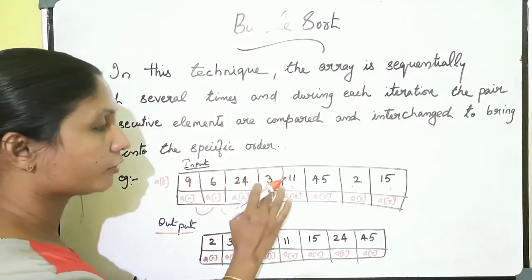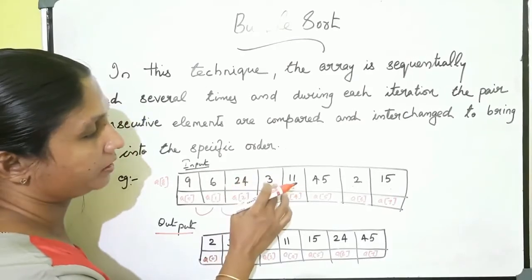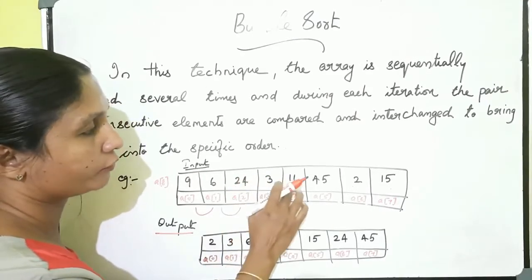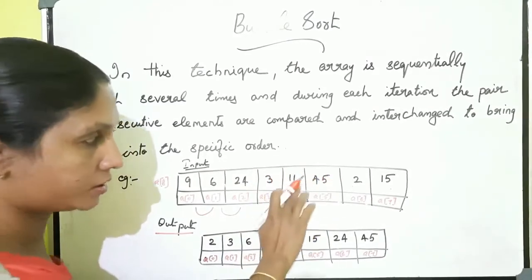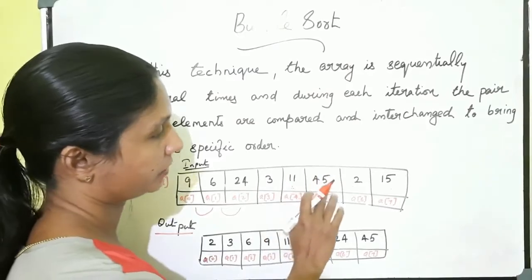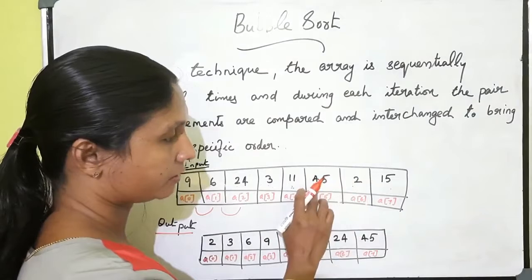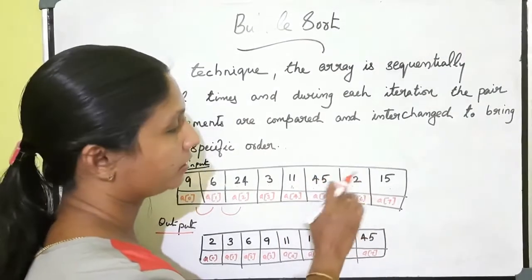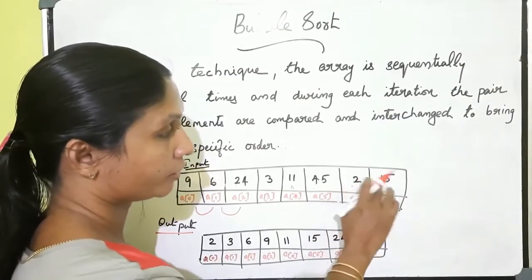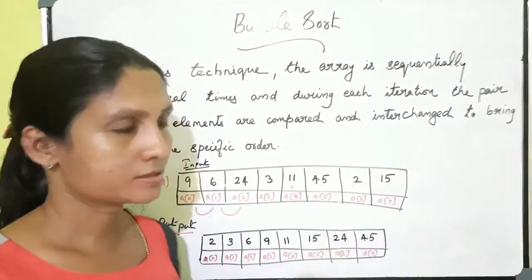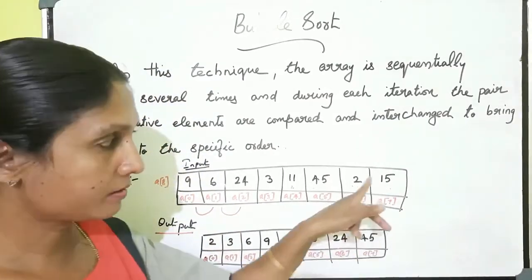Again 24 with the 3. Then 3 will come here because 3 is lesser than 24. Then 24 with the 11. 11 will come here. Then 24 with the 45. It will stay here because 24 is the smaller number. Again 45 with the 2. 2 is the smaller one, so 2 will come here and 45 will go. Then 45 with the 50. 45 will stay there and 50 will be at the end. That means in the first pass, the greatest number will come here.